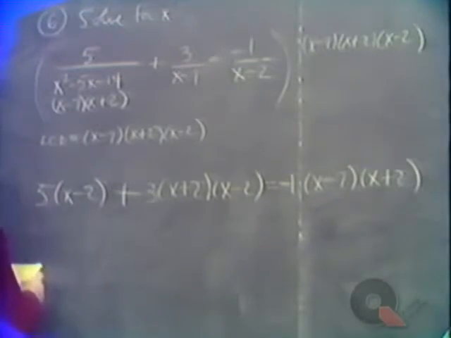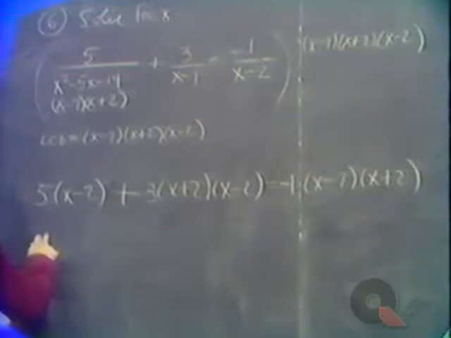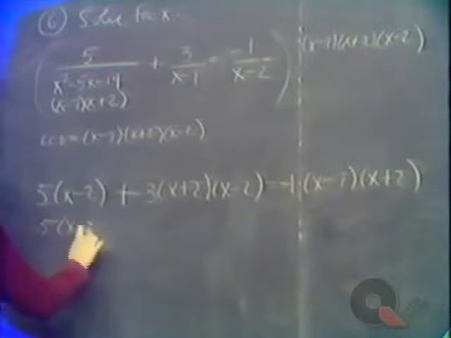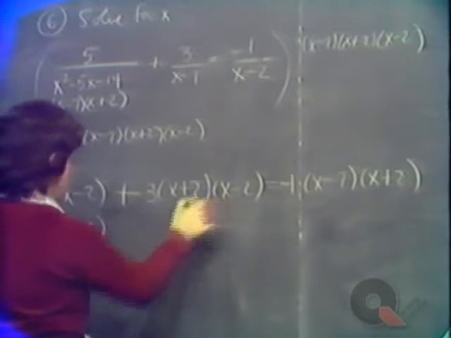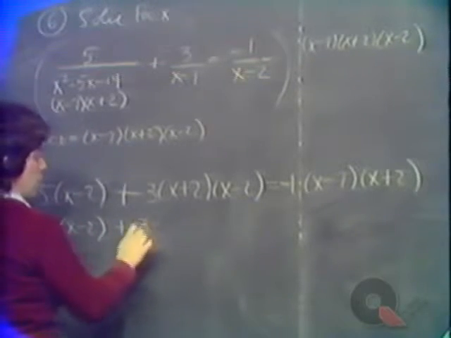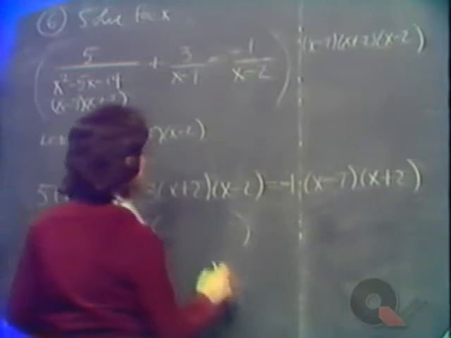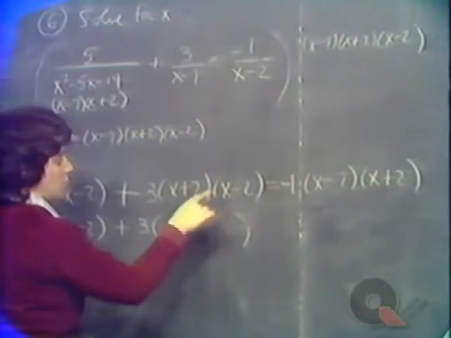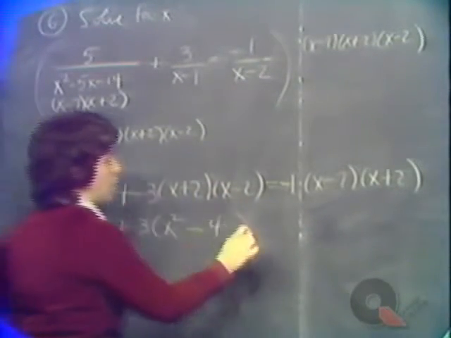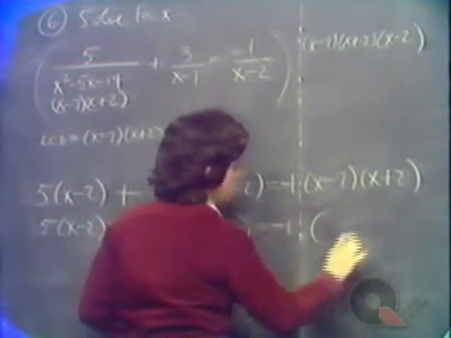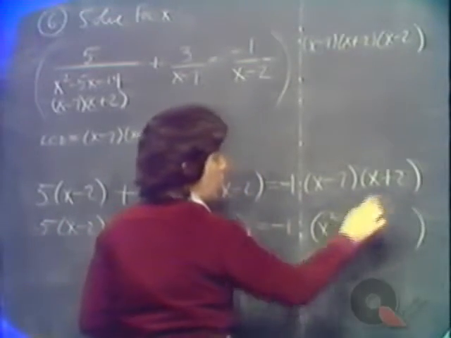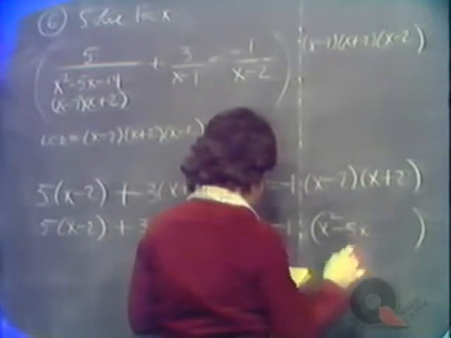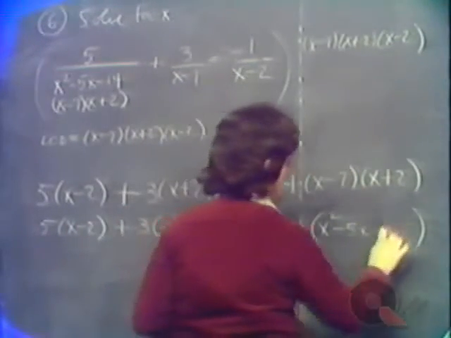All right, so let's see what we can do. Let's save the 5 times x minus 2. Let's take these two, the ones that have the two binomials, and handle those first. This, when you multiply it out, you get x squared minus 2x plus 2x, that's 0x, minus 4. And here minus 1 times x squared plus 2x minus 7x, that's minus 5x minus 14.